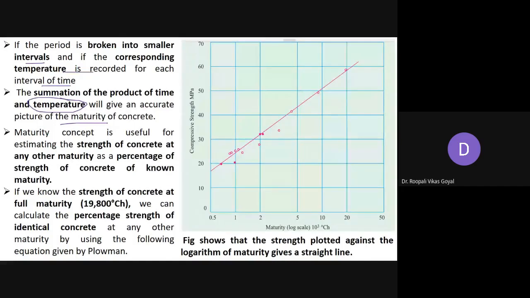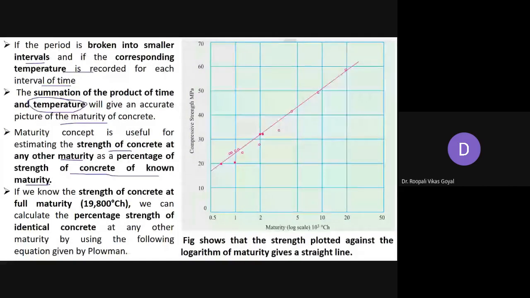This maturity concept is very useful for estimating the strength of concrete at other maturities. A different maturity comes as a percentage of the strength of concrete of known maturity. If you have data of the known maturity of concrete, you can get the strength of concrete at other maturity as a percentage.